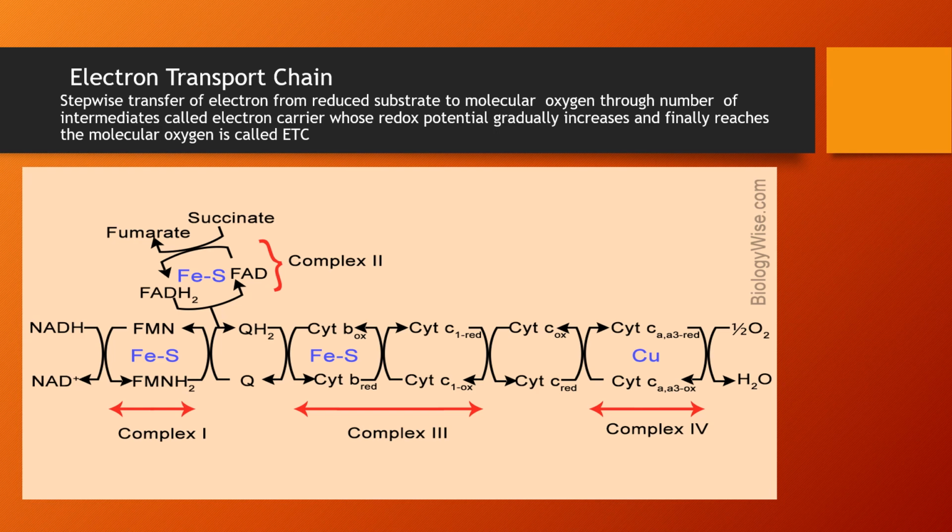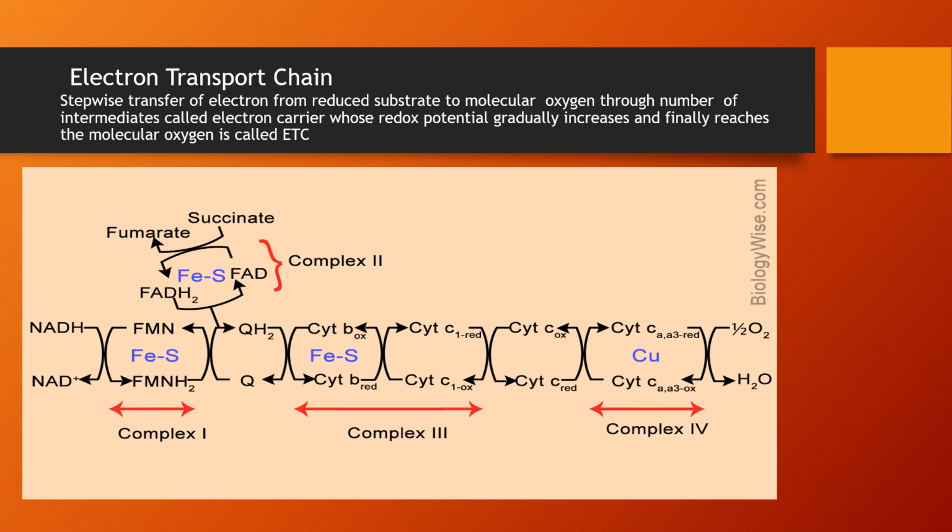In biological terms, the electrons are finally transferred from the reduced substrate to molecular oxygen through a number of electron carriers, whose redox potential value, according to the table, gradually increases and finally reaches the value of molecular oxygen. Electrons are transferred from NADH to molecular oxygen through a number of carriers. You can observe and practice this chain of reactions.